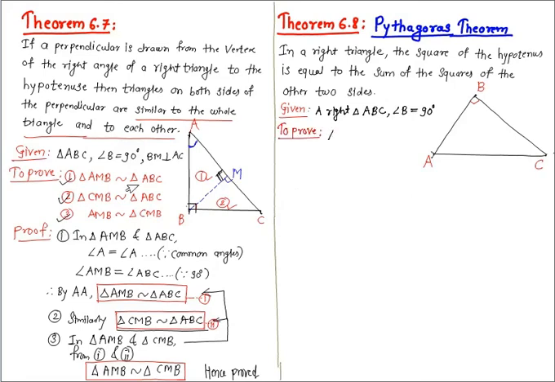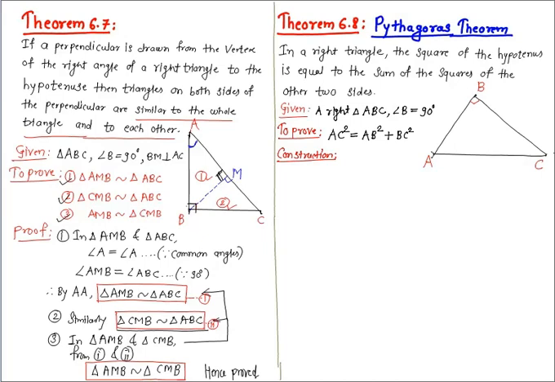Square of hypotenuse, that is AC square, is equal to the sum of squares of the other two sides, so AB square plus BC square. Now to prove this theorem, we need a construction. So let's write the construction. In the figure, we will do the same construction as we did in Theorem 6.7, that means similar to the previous theorem.